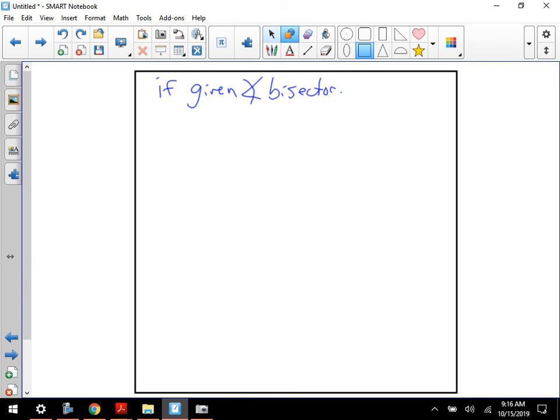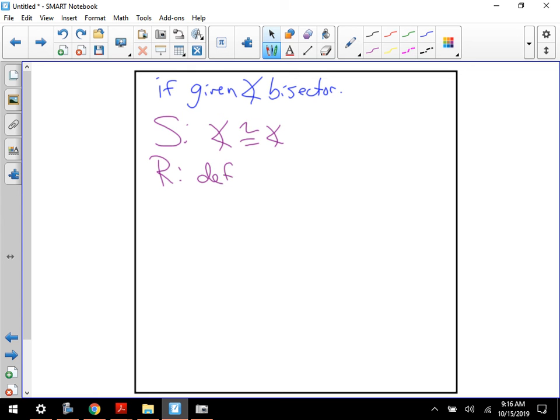Come on. So, just like we had earlier, a segment bisector creates 2 equal congruent segments. A midpoint creates 2 equal congruent segments. What do you think an angle bisector creates? Congruent angles. So, if given an angle bisector, now we're going to state angle congruent to angle. Reason? Definition of an angle bisector.